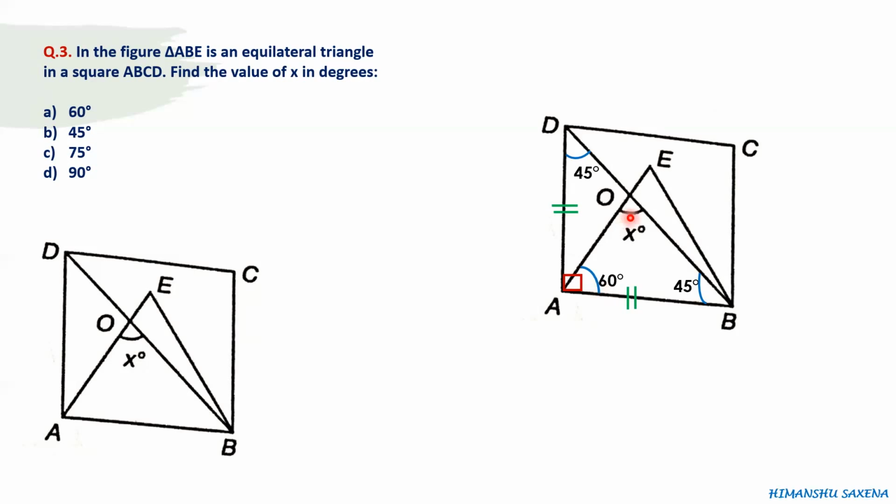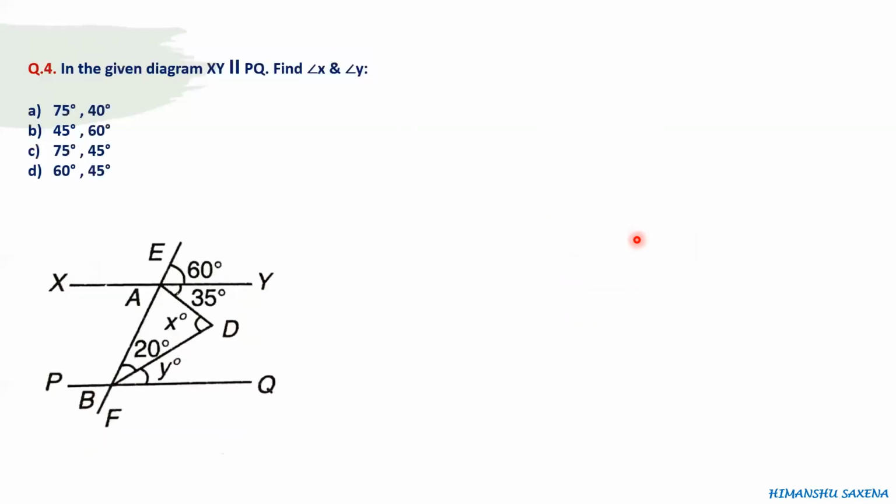Now it's very easy to calculate the value of x. So this is 60, this is 45. What would be the value of x? 180 minus 60 minus 45, which is 75 degrees. So our answer is C, 75 degrees.